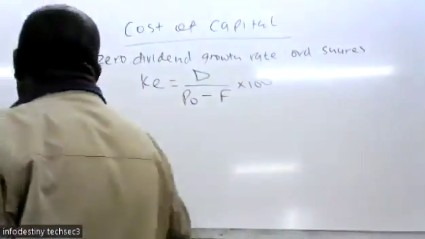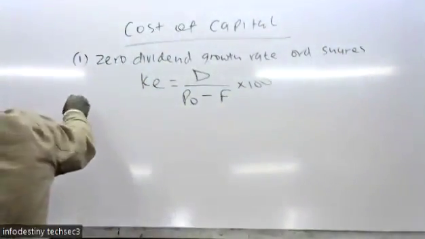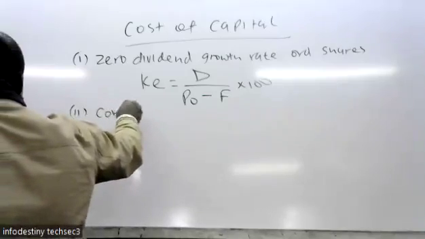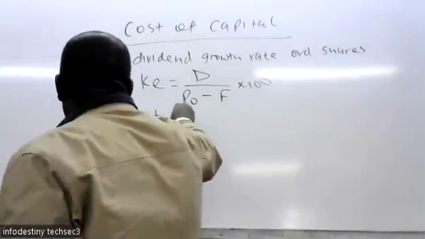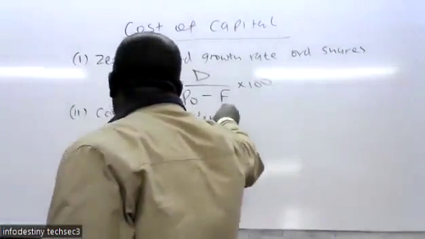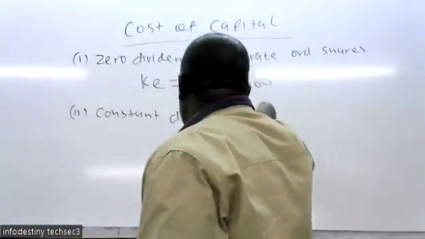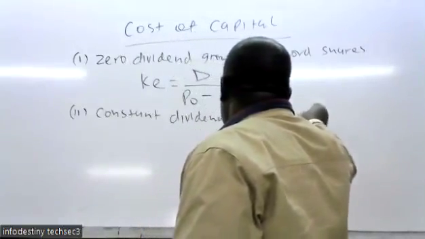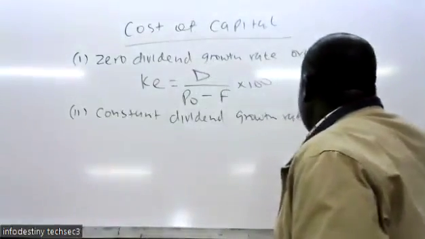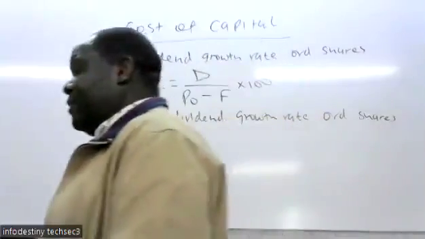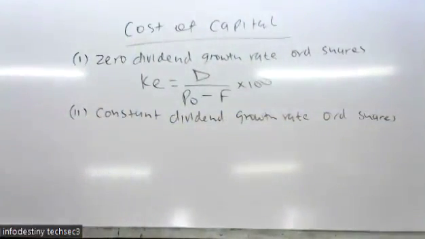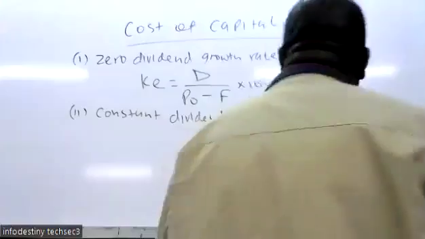Then number 2, or Roman letter 2, will be constant dividend growth rate ordinary shares.